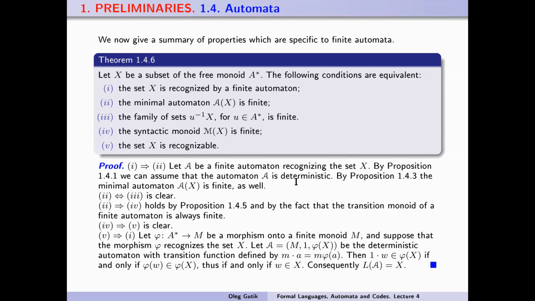A very nice theorem which describes all types of recognizable sets, because a set X is recognized by any automaton if and only if this set is recognized by a finite automaton.